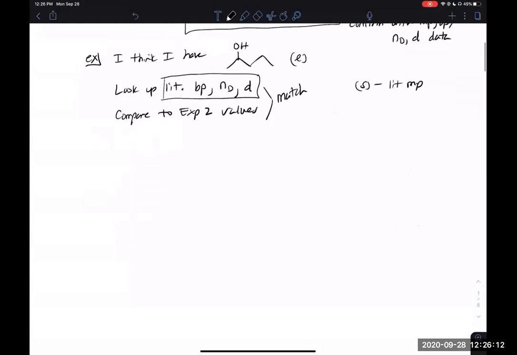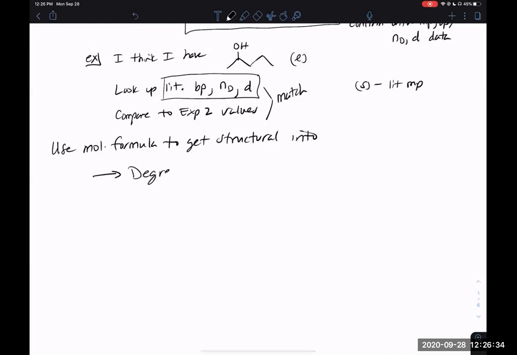So we're going to talk about using the molecular formula to get some structural information. And that is doing a process called degrees of unsaturation. It's a little calculation. When they say unsaturation, what they're talking about there is pi bonds and rings.